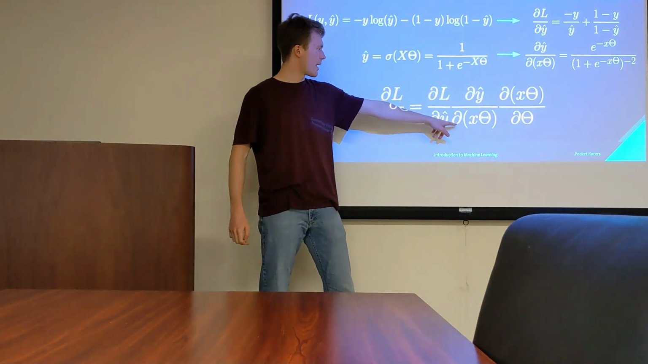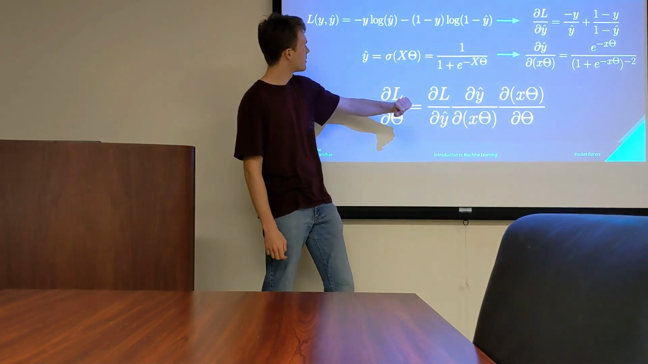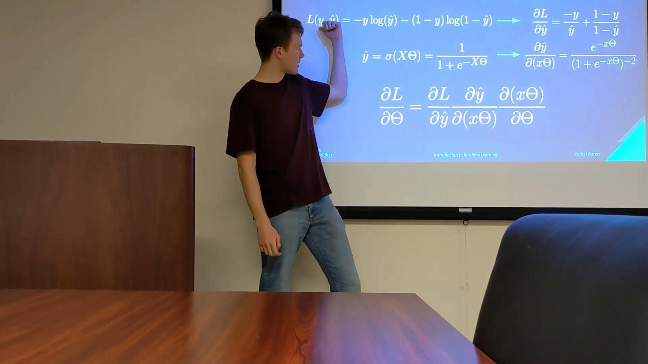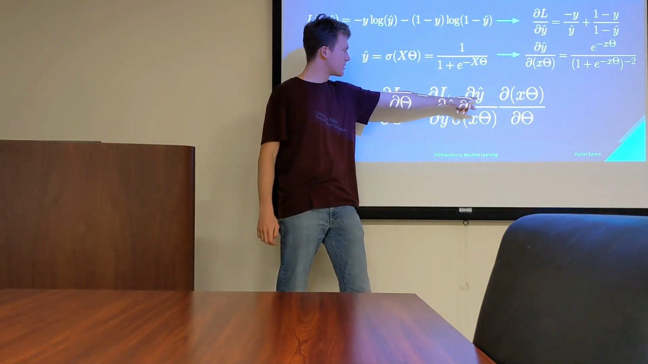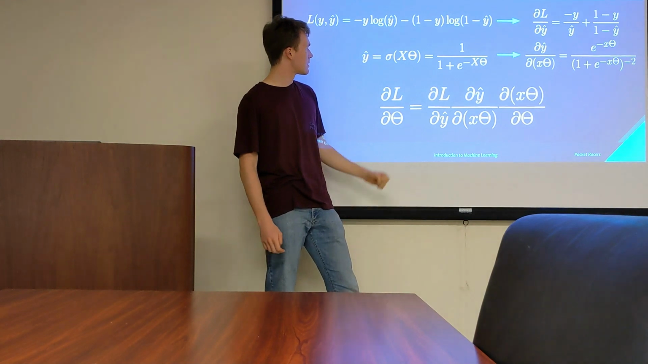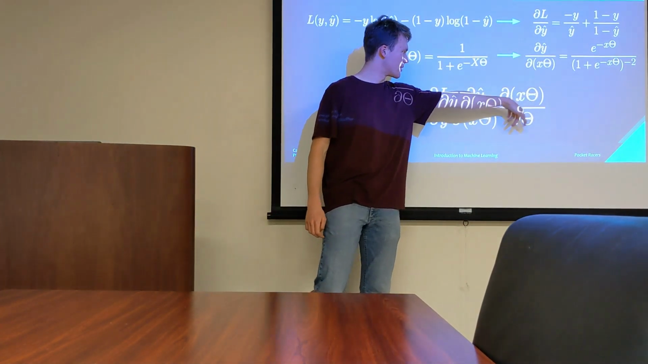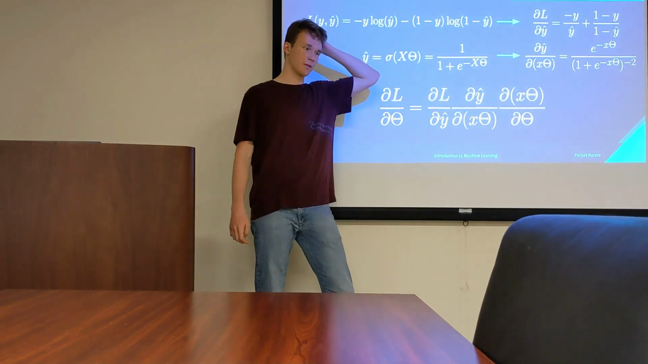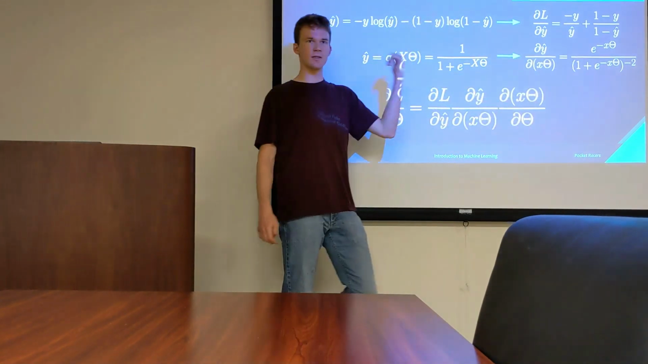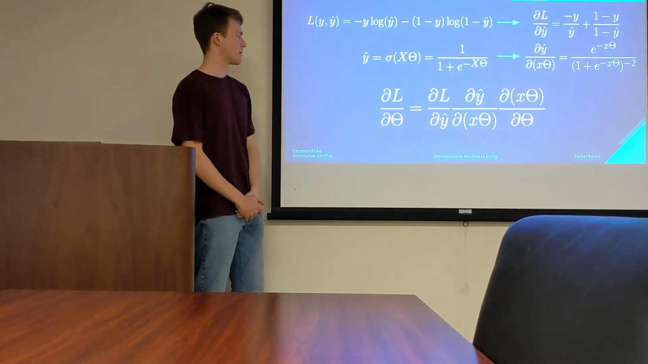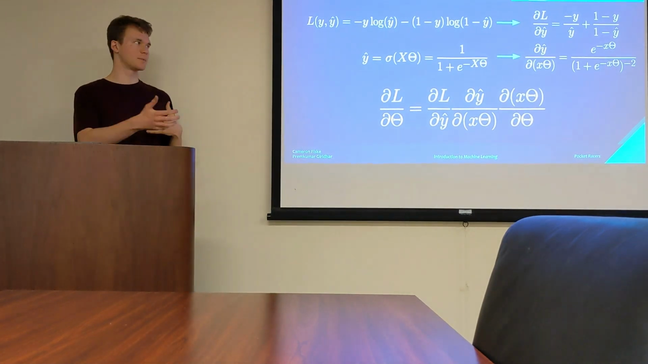And then this dŷ/d(xθ) is going to be the gradient of the loss function. So this is going to be this number. And then this dŷ with respect to d(xθ) is going to be the gradient of the sigmoid function. And then finally, this is just going to be the gradient we had from the linear regression part. So basically, we're just multiplying all of these things together, and we're getting a new gradient for gradient descent, which we're then going to use to update theta in the same way.